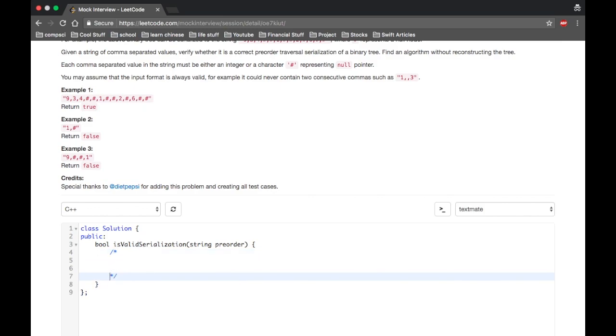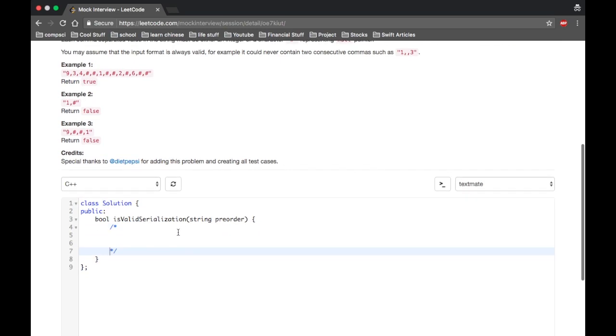I'm going to try to come up with some cases just so that I can sort of develop a pattern. So let's just have numbers be 1 and then hash hash. So this is true, but then if there's 3 hashes in a row, it's false.